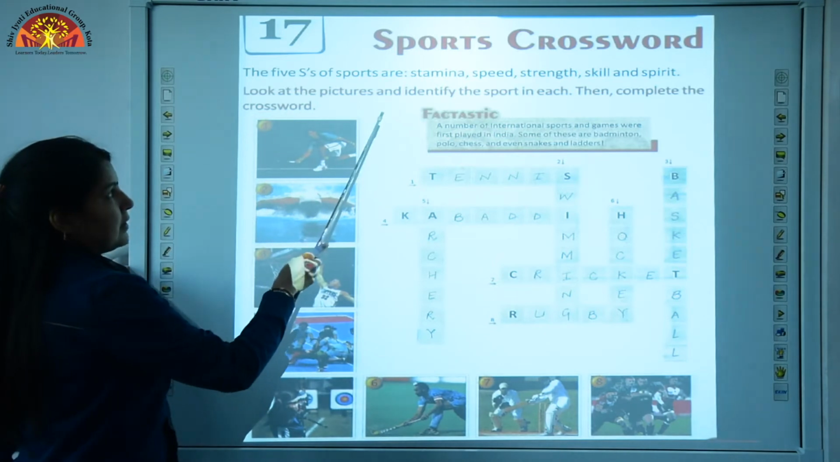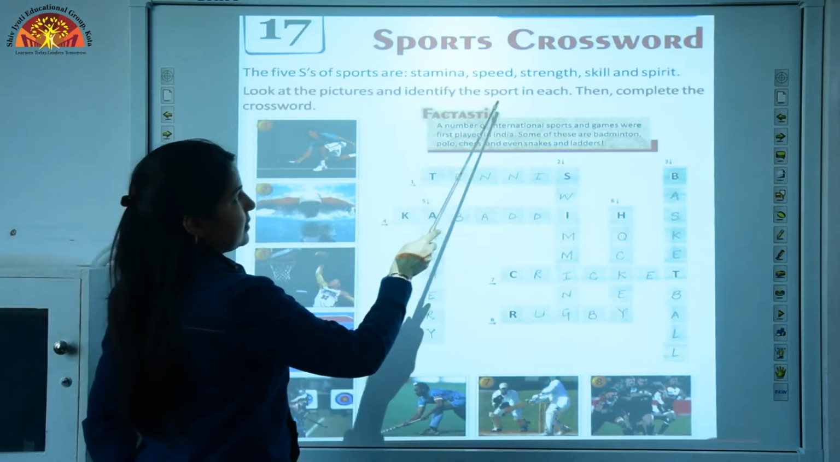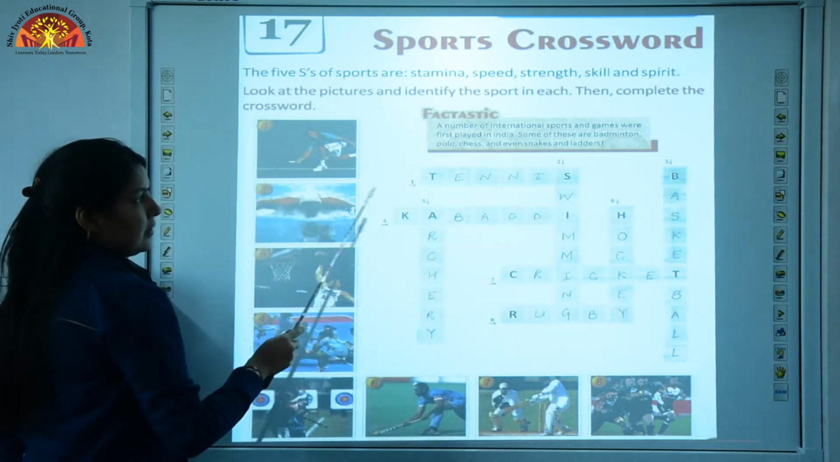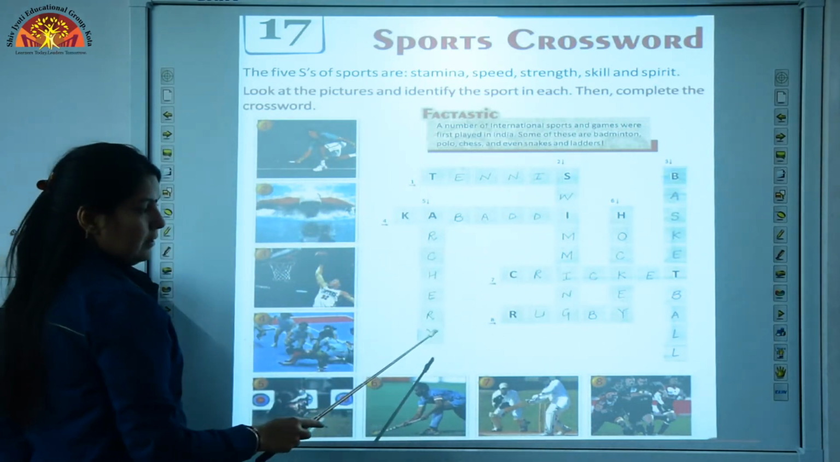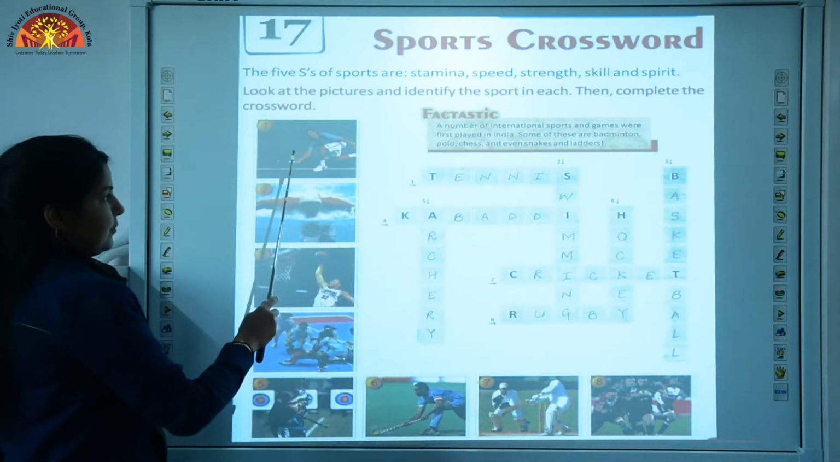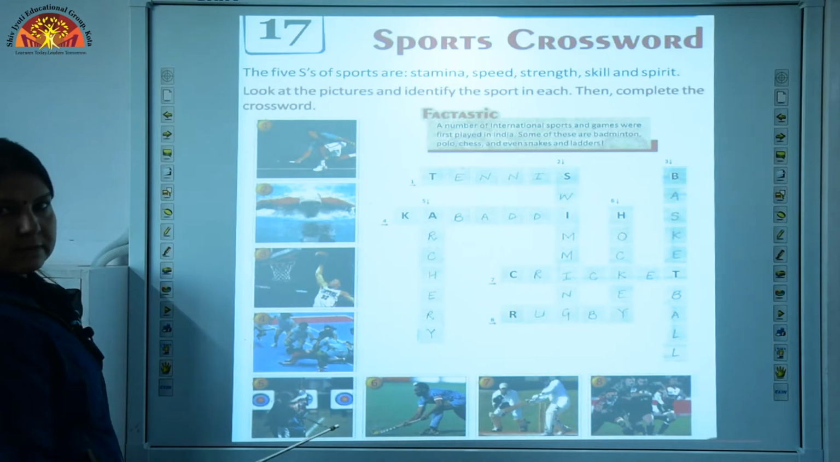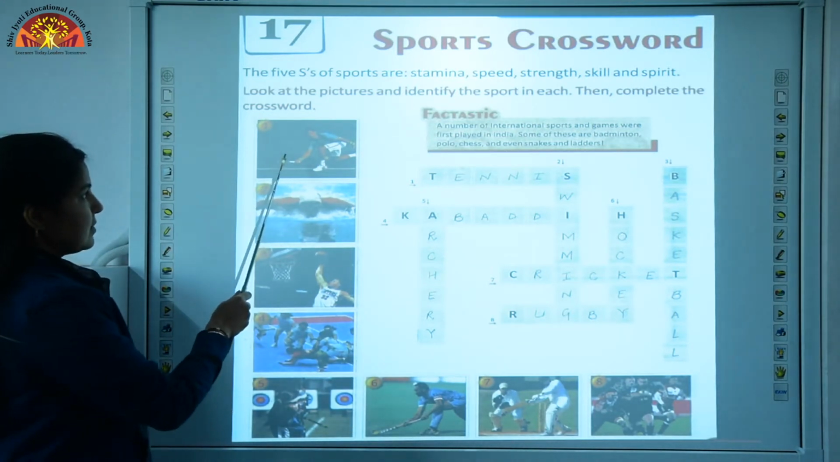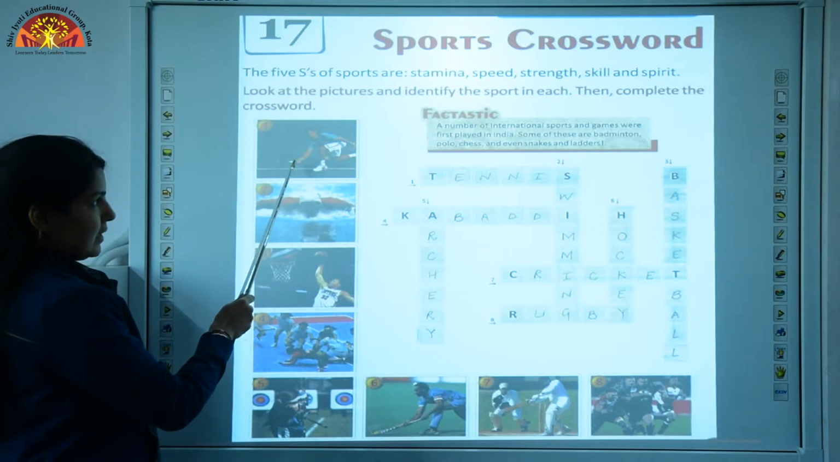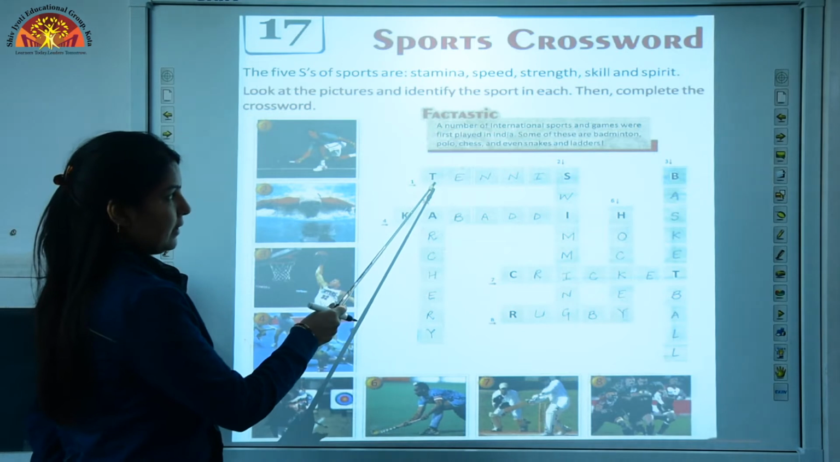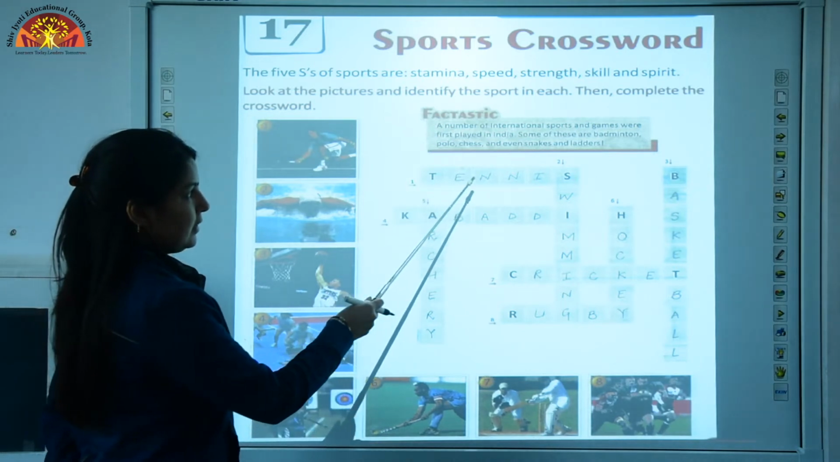Look at the picture and identify the sports in each. Then complete the crossword. One crossword is given here. So you have to complete this crossword with the help of these pictures, with the help of these sports. Now first picture is of tennis. It is written on number 1. This is the spelling of tennis, T-E-N-N-I-S.